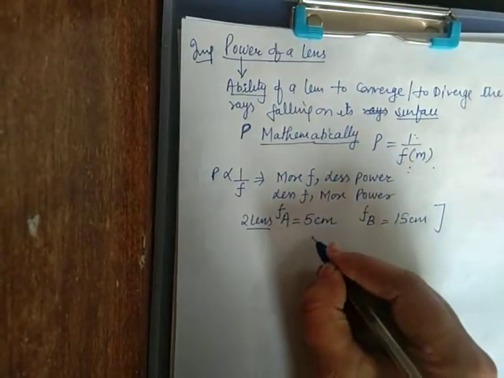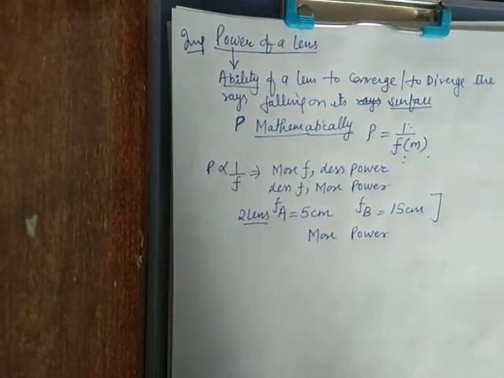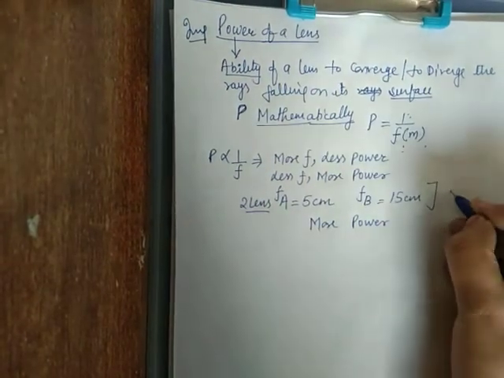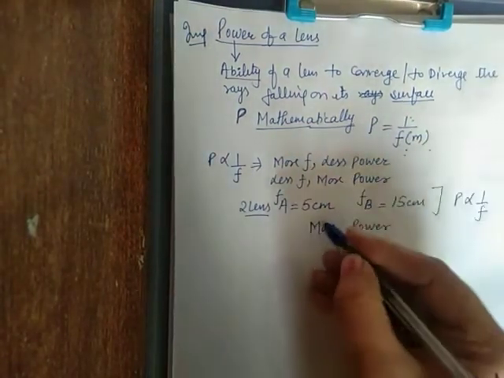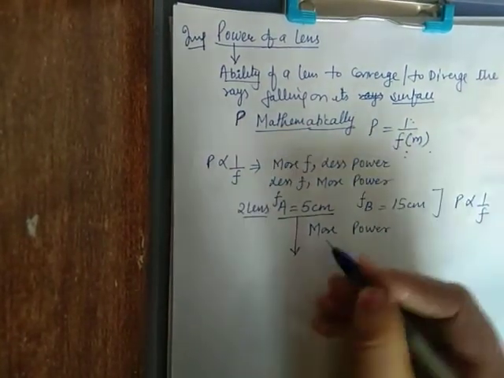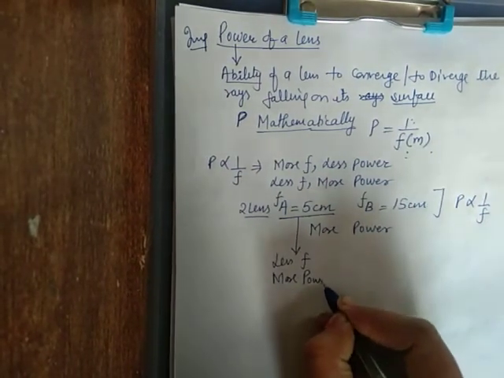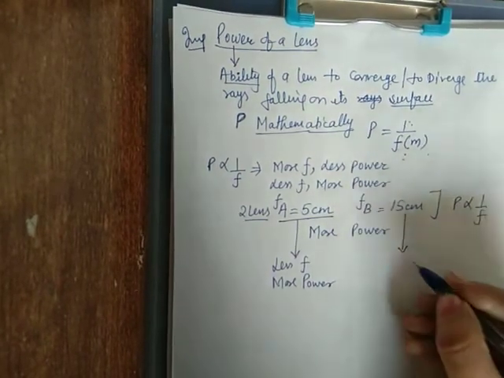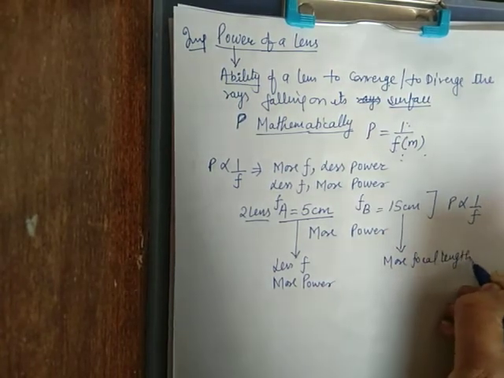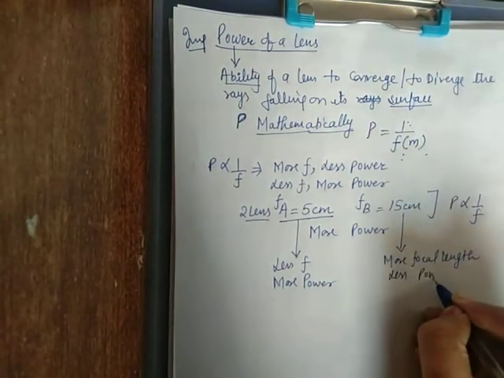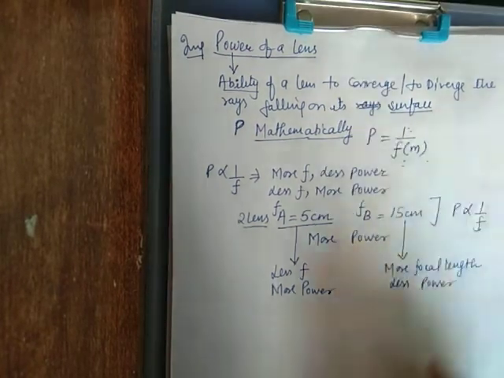Which has more power? It is easy to respond if you know that power is inversely proportional to focal length. As this lens has less focal length, less focal length means more power. In contrast, this one that has more focal length means its power will be less. So power of a lens depends upon focal length.